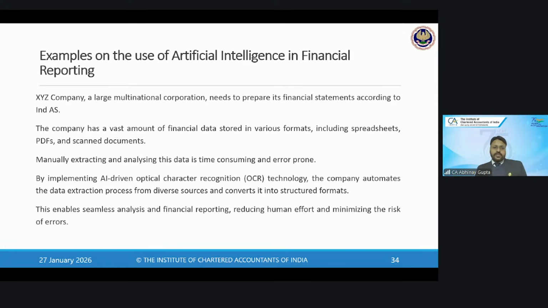Okay, what is the example of AI in financial reporting? XYZ, a large multinational corporation, needs to prepare its financial statements according to the Ind AS. The company has a vast amount of financial data stored in various formats, including spreadsheets, PDFs, scanned documents. Manually extracting and analyzing this data is a time consuming activity and error prone on the part of the human beings. By implementing the AI driven optical character recognition OCR technology, the company automates the data extraction process from the diverse sources and converts it into structured formats. This enables seamless analysis and the financial reporting.